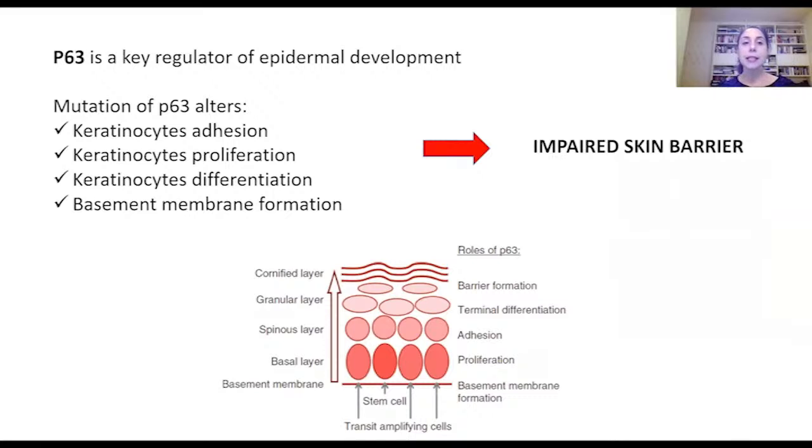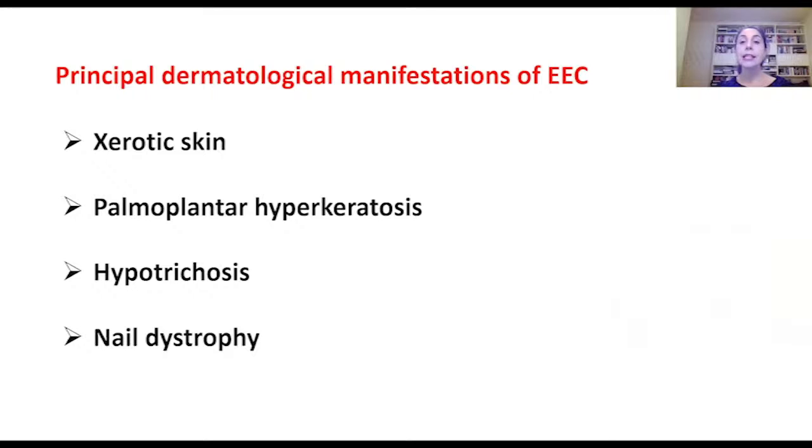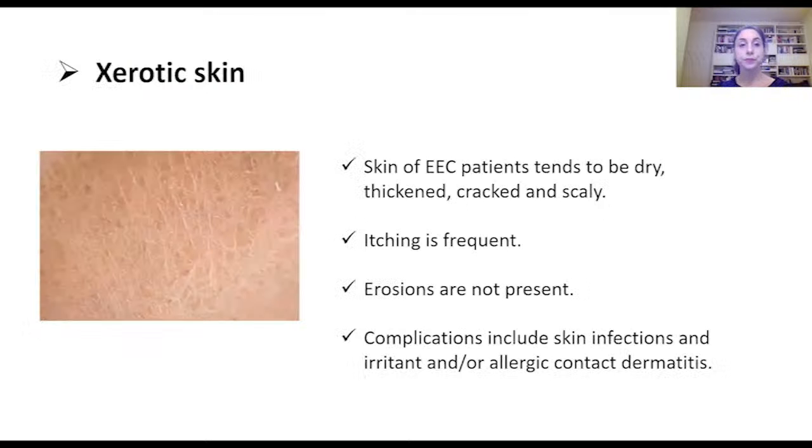As I told you, P63 is a key regulator of epidermal development, and mutations of P63 alter keratinocyte adhesion, proliferation, differentiation, and also the formation of the basement membrane, inducing an impaired skin barrier. So EEC is characterized by many dermatological manifestations that are xerotic skin, palmoplantar hyperkeratosis, hypotrichosis, and nail dystrophy.